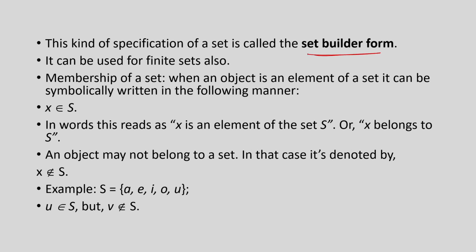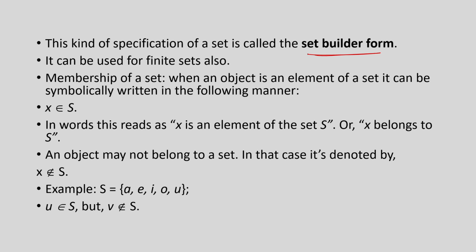Okay. This second bracket, and then you mention any element, typical element, and then write the properties of that element. This specification form is called the set builder form. It can be used for finite sets also. It is not necessary that it is used only for infinite sets.